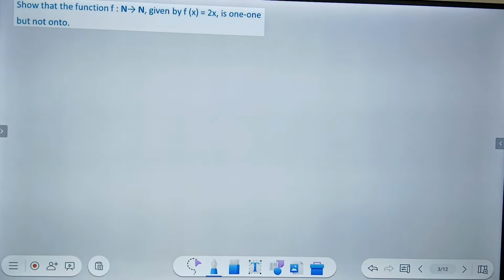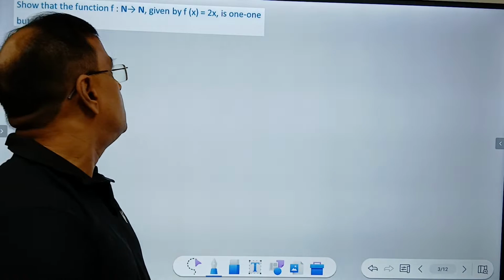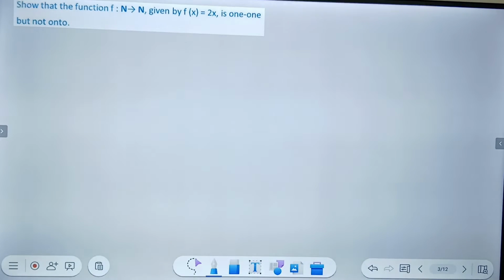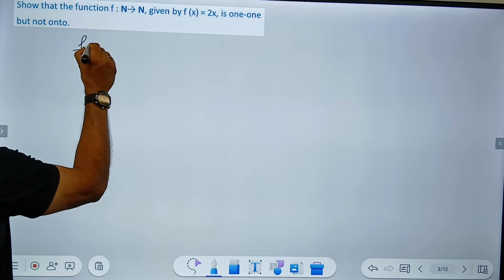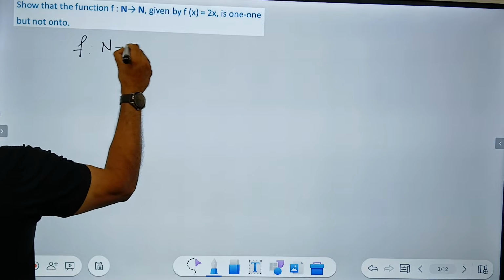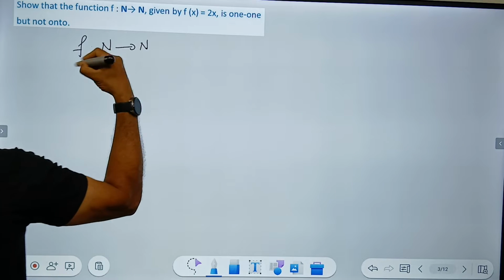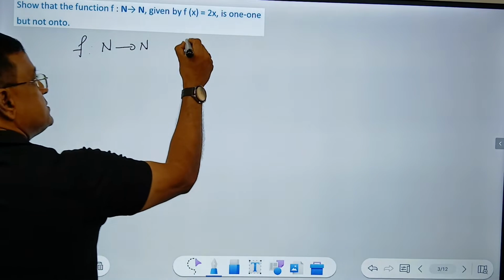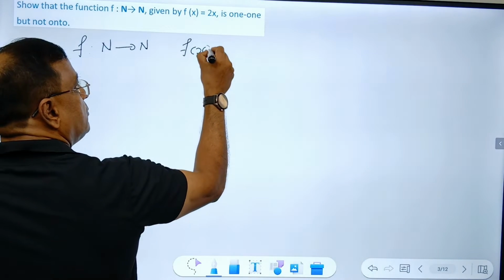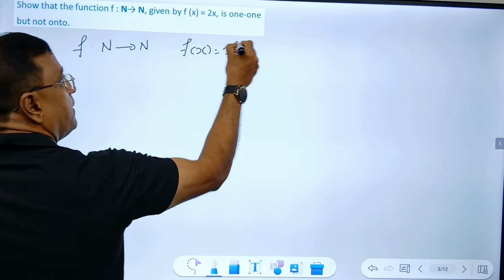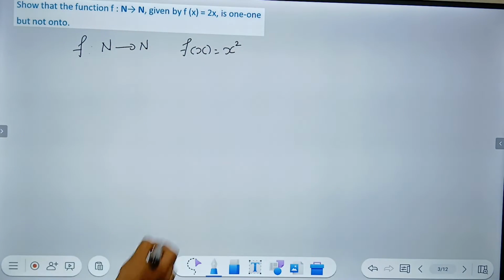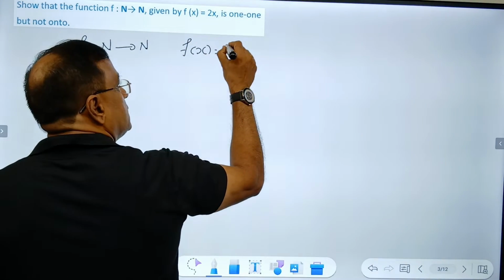I think this is an exercise example problem. Now f is a function from natural numbers to natural numbers, where f of x is defined as f of x equals 2x.